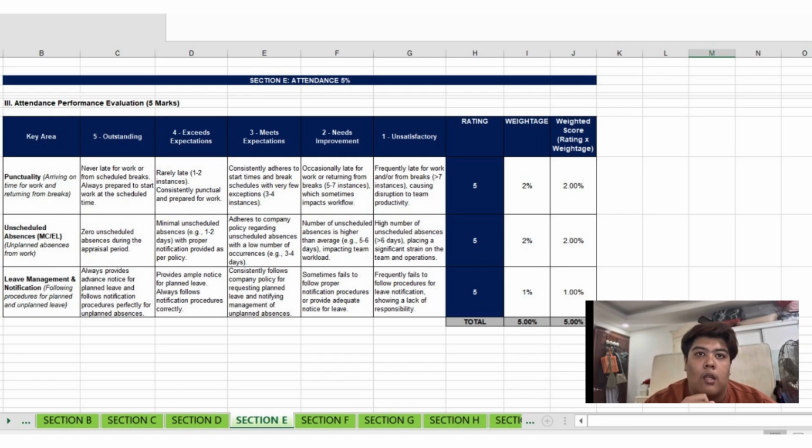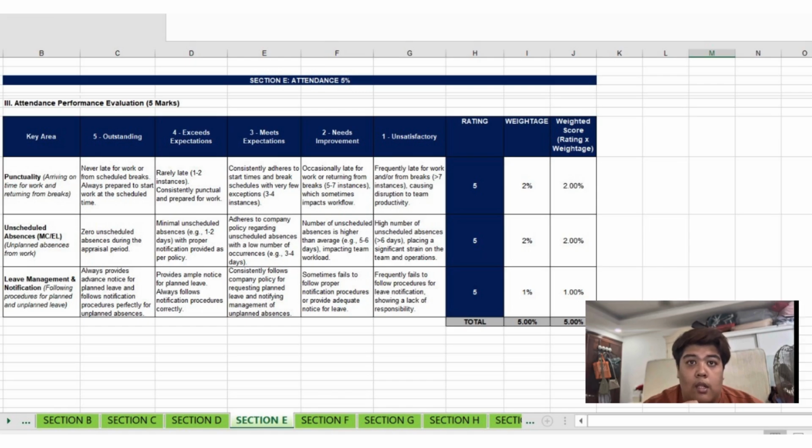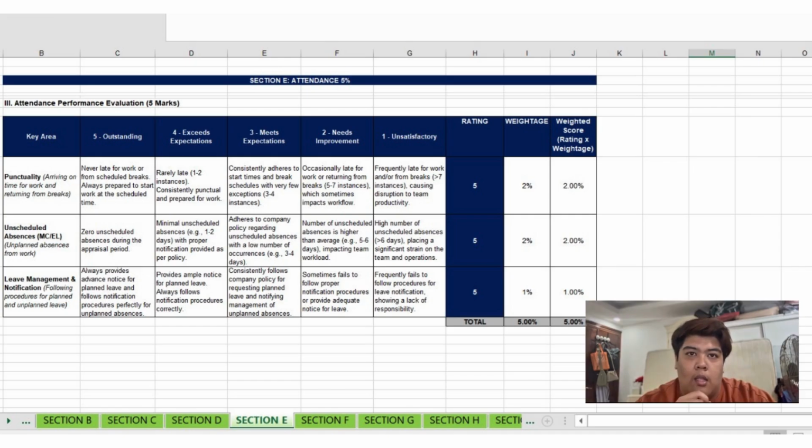Section E, attendance evaluation. This section evaluates the employee's punctuality and attendance behavior, including return from the break. Regular attendance reflects professionalism and commitment. This section contributes 5% of the total appraisal score. The assessment key areas are punctuality, unscheduled absence, and leaving management and notification. There are 5 scoring indicators, which are outstanding, exceeds expectation, meets expectation, needs improvement, unsatisfactory.